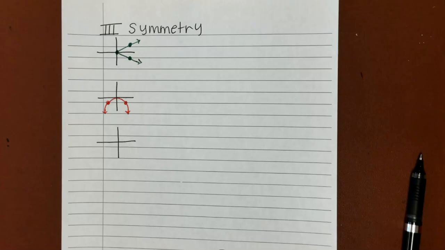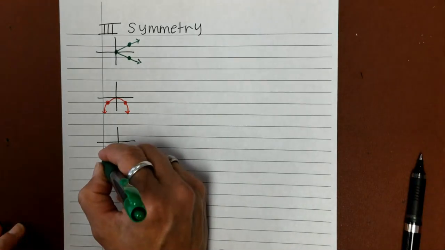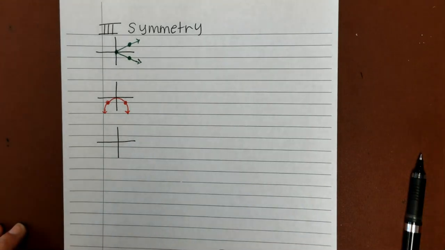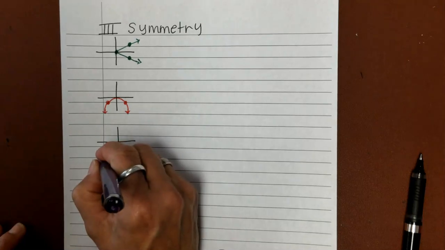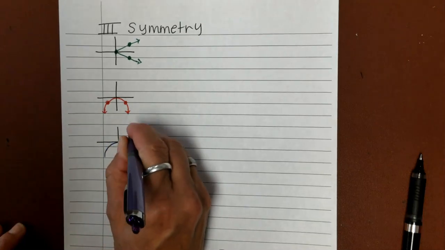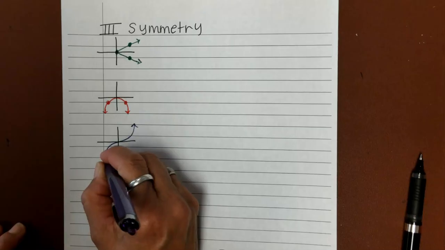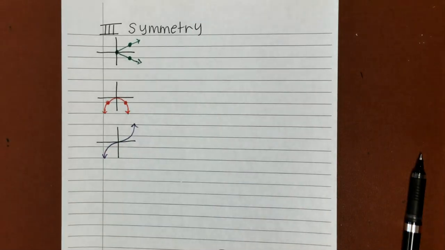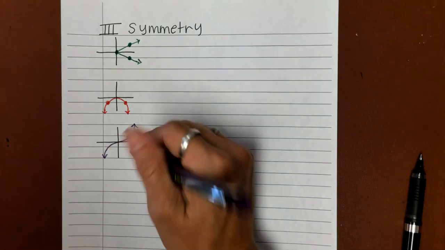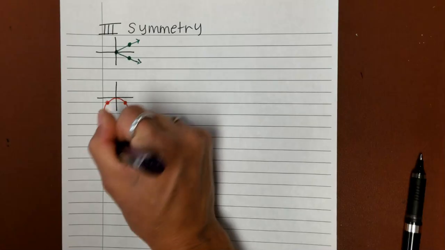Origin is going to be the last one that shows symmetry. So the best you can, try to draw that little swirl like that on the origin. And these have symmetrical points right here.